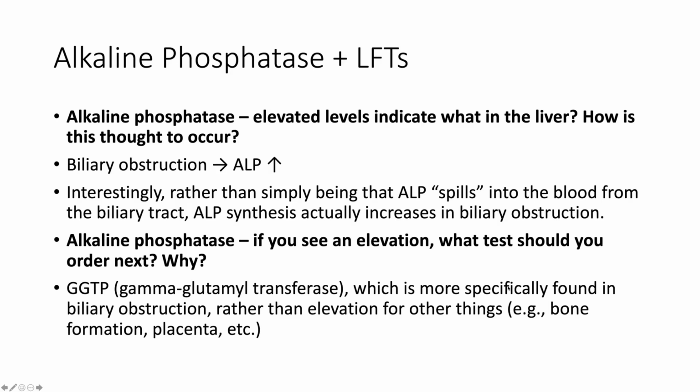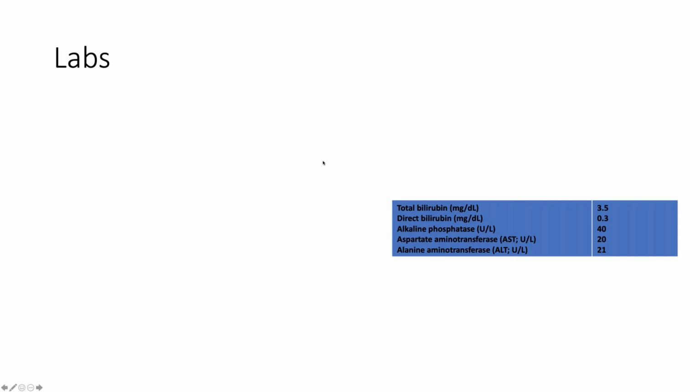So GGT is found more in biliary obstruction rather than elevated in other things. So exactly. If you're trying to differentiate between bone or placenta, like in a pregnant woman, you're going to see an increase in alk phos. You should probably still check a GGT just to see if they're having biliary obstruction or if it's just because of the placenta. Cool. All right, Leah, we are back to you.